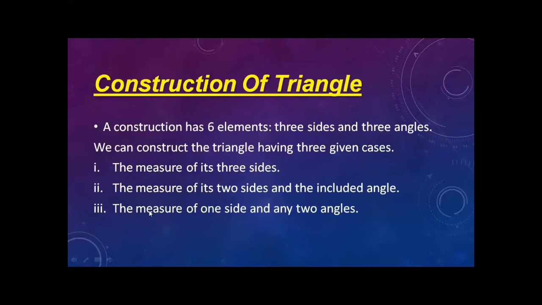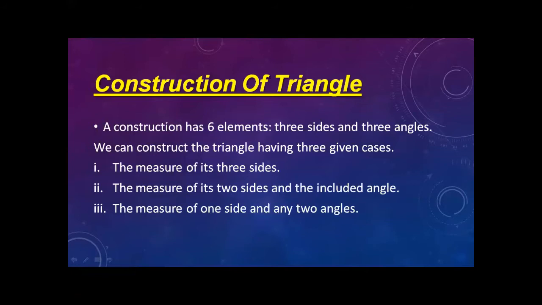As we know that a triangle has 6 different elements, that is their 3 sides and their 3 angles. Sides and angles we have already discussed in the previous lesson.